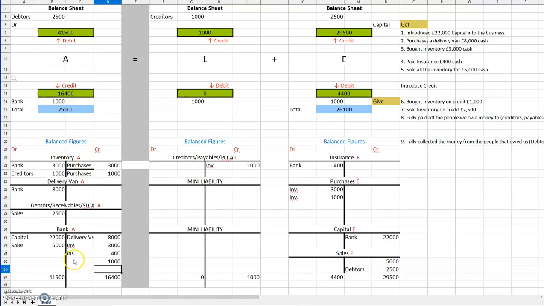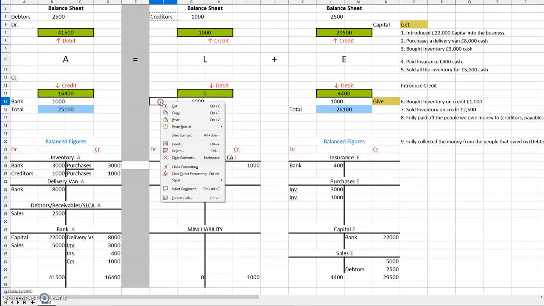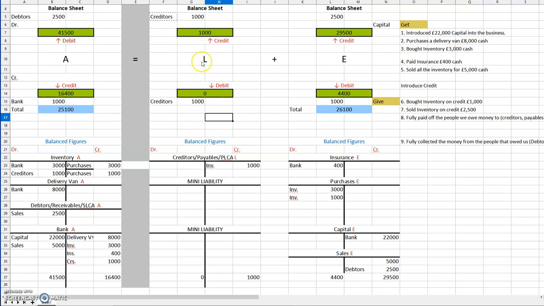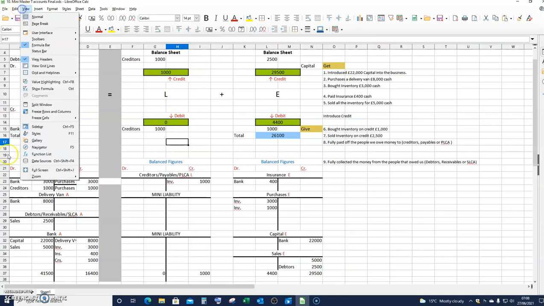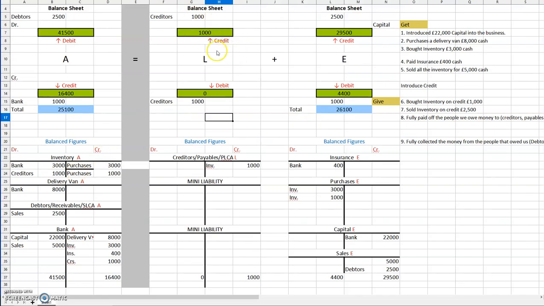All right, now where is that going to? That's going to, and I'm just going to put CRS, creditors. Okay, now we need to make this go down. How do we make creditors go down? Well, look at liabilities. Creditors are a liability, and credit makes liabilities go up, debit makes liabilities go down. So that's the debit side, that's the credit side. So to make creditors go down, you debit them.